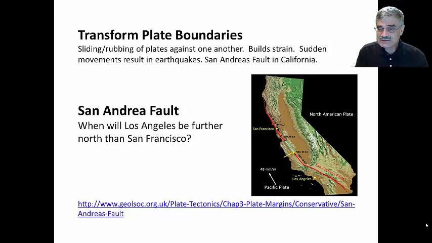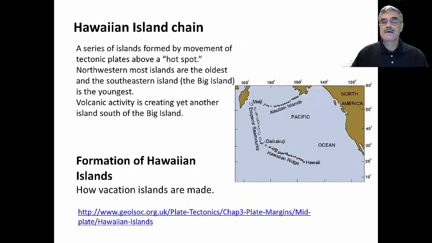Well, actually, it will take a long, long time before Los Angeles is further north than San Francisco. It's thought that this migration of the Pacific plate is at a rate of about 48 millimeters, 5 centimeters per year. So it's not moving very fast, but it is moving, and it produces this strain, which leads to these earthquakes that we hear about in California.